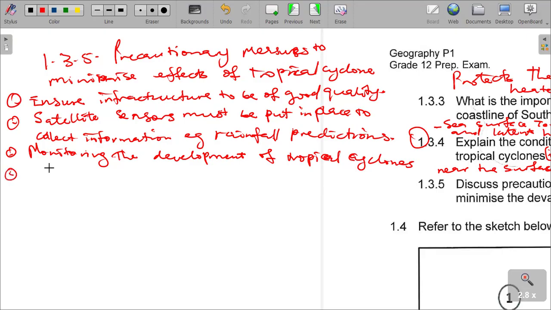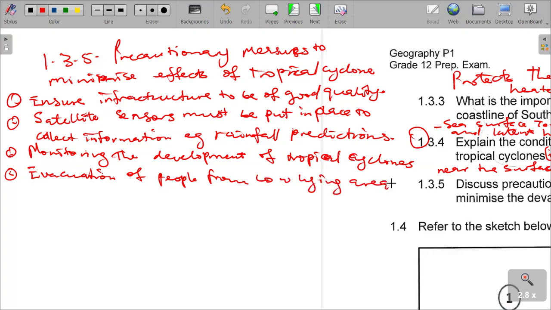We can also evacuate low-lying areas to protect people against floods. Evacuation of people from low-lying areas is quite important in this respect.